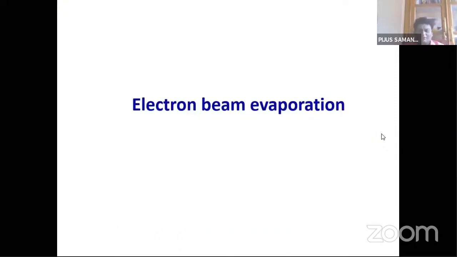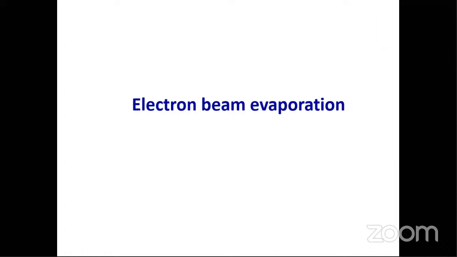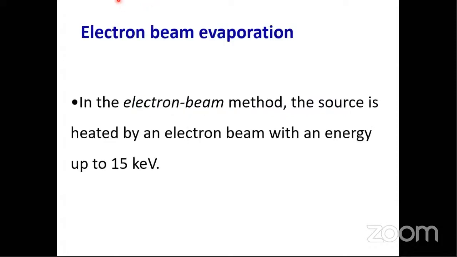Now another method of growing is known as electron beam evaporation. The name suggests the type of evaporation. As we have discussed in thermal evaporation, the material is evaporated thermally. We are passing heat and we are evaporating the material. But the evaporation process can also be done using an electron beam. That is what is known as electron beam evaporation.